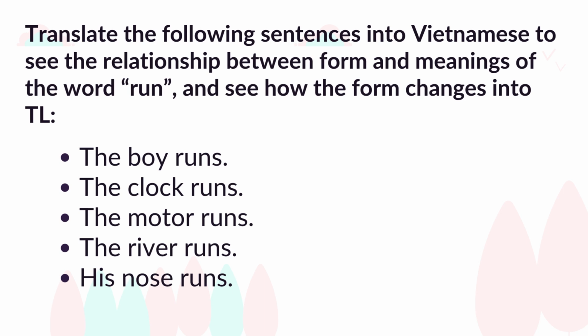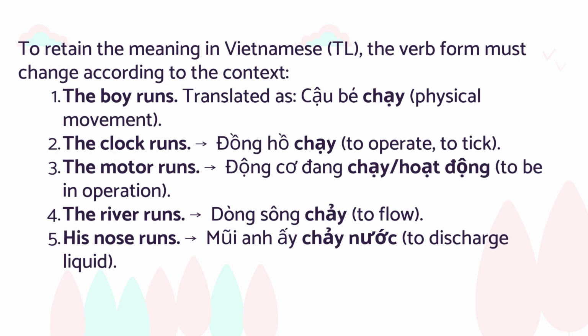We will translate the word "run" into Vietnamese, seeing how the form must change according to the context. To retain the meaning in Vietnamese, the verb form must change. For example, "the boy runs" becomes cậu bé chạy. It is a physical movement. "The clock runs" becomes đồng hồ chạy. It means to operate, to tick. "His nose runs" becomes mũi anh ấy chảy nước. It means to discharge liquid.